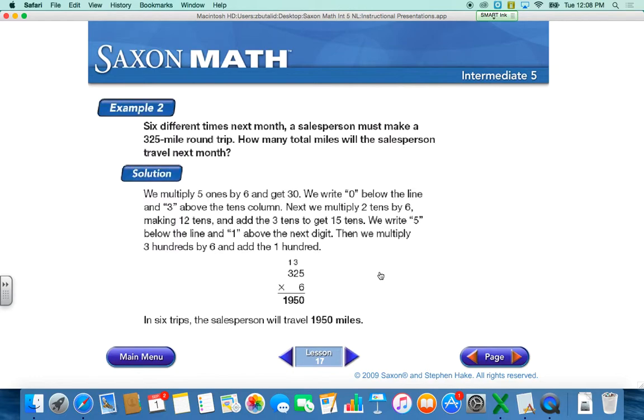All right, so in 6 trips, the salesperson will travel 1,950 miles. Remember, whenever there's a word problem, you always put down what you're trying to find, which is, in this case, miles.